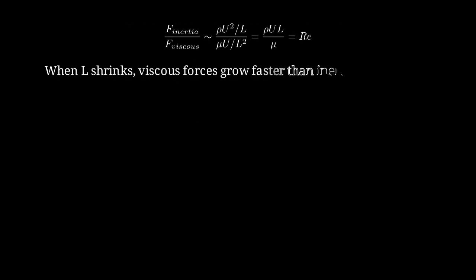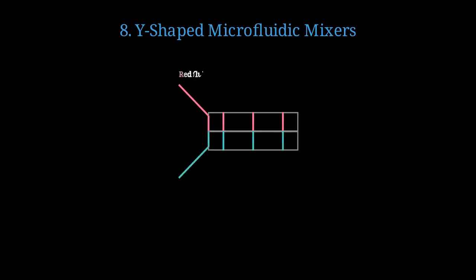The key insight is that when L shrinks, viscous forces grow as 1 over L squared, while inertial forces only grow as 1 over L. One of the most striking demonstrations of microscale behavior is the Y-shaped mixer. When two fluids meet in a Y-shaped microchannel, they flow side by side without mixing. The interface remains sharp for centimeters.